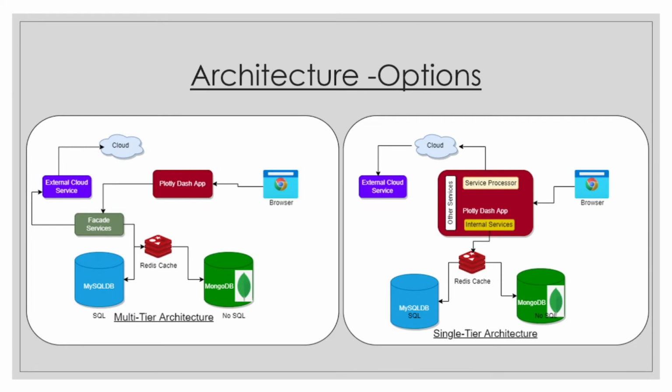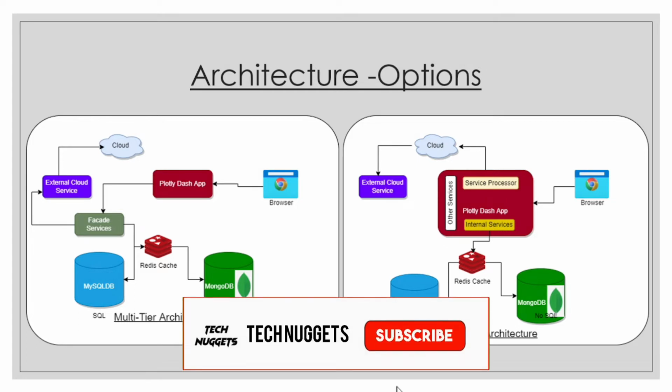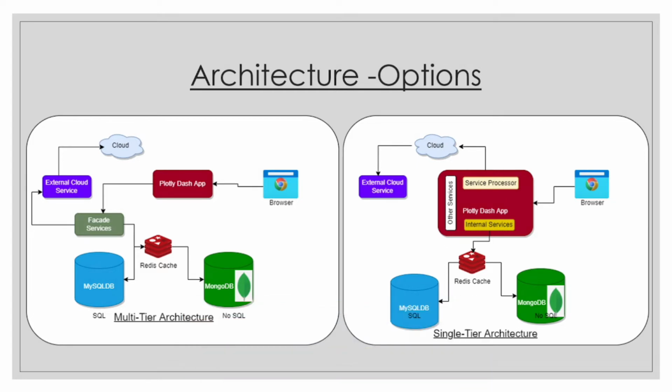The choices we have today are multi-tier and single tier. When we say multi-tier, the responsibilities are separated across multiple tiers. For example, I want a cloud-based web service. The logic resides in an external cloud service, which interacts, parses the data, and does all the logic. You also have an internal service which interacts with MySQL DB or Redis or Mongo to improve the performance.